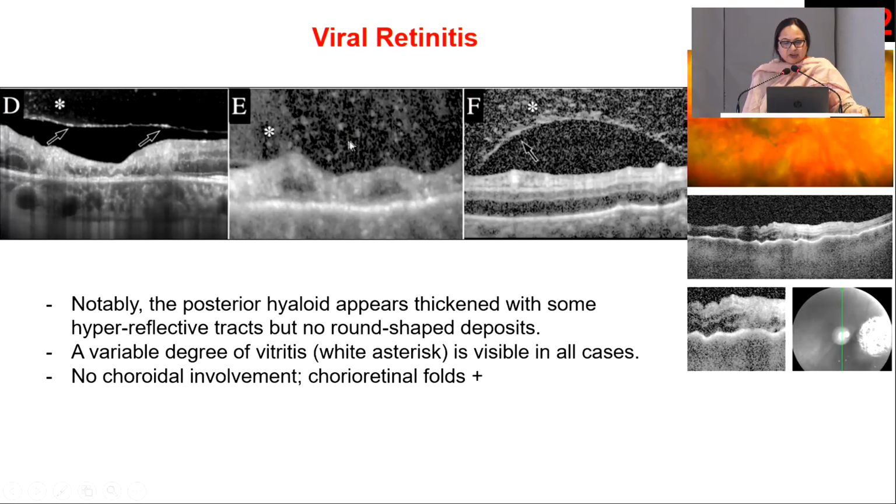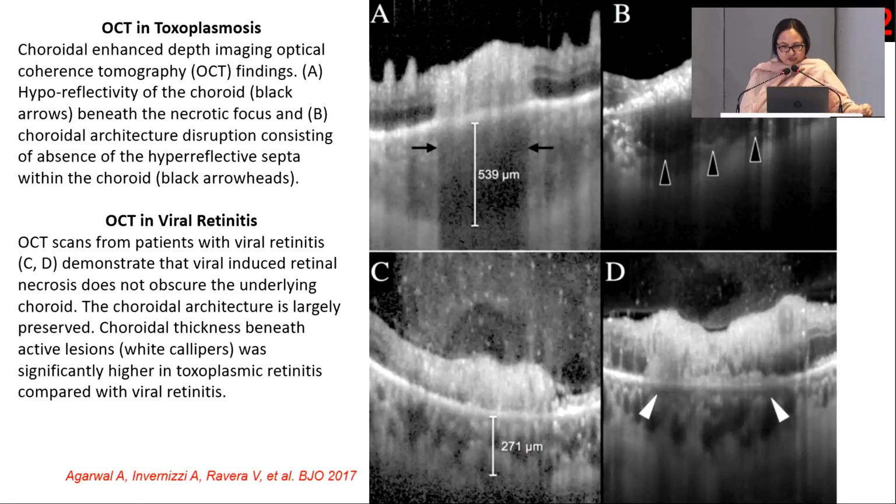You may have a variable degree of vitritis, which is seen in the majority of the viral, but you will not have any choroidal involvement. So that will help you differentiate toxo from viral. You can see here, there is no underlying or very minimal choroidal involvement. You don't see it like in toxo.